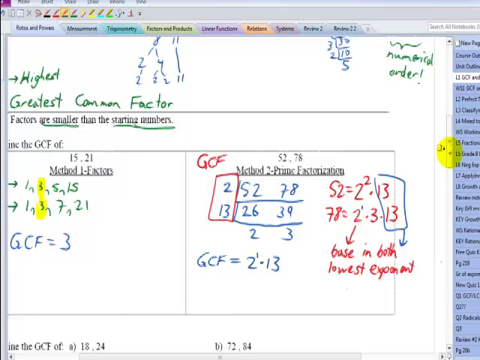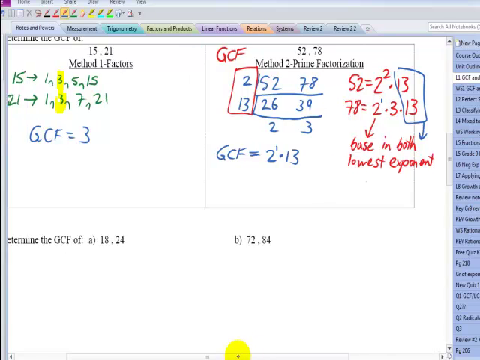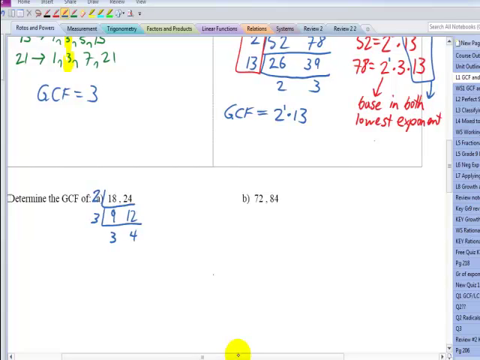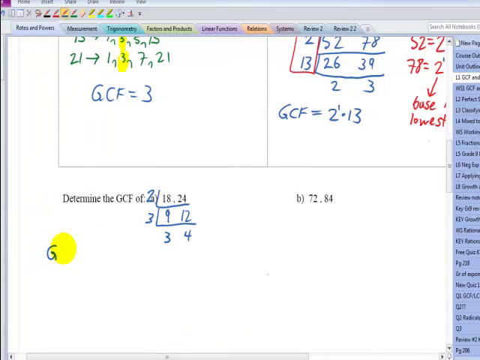18 and 24. Divide them both by 2. Go ahead. What can you divide 9 and 12 both by? 3. And so you get 3 and 4. Good. Anything else that's common? Nope. So your GCF is 2 times 3, which equals 6.